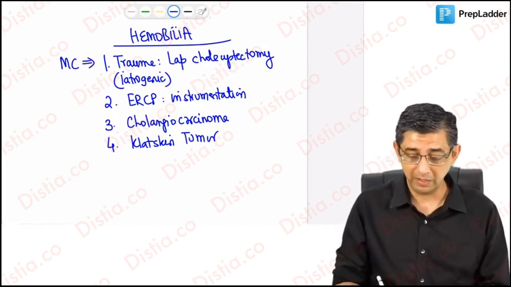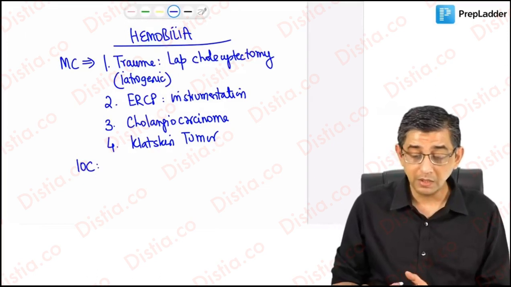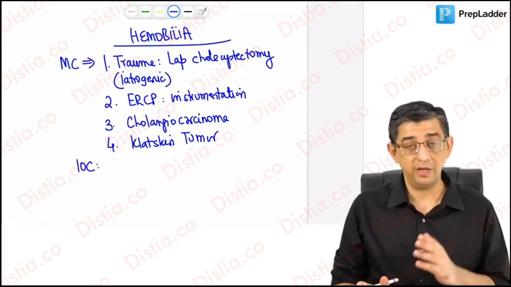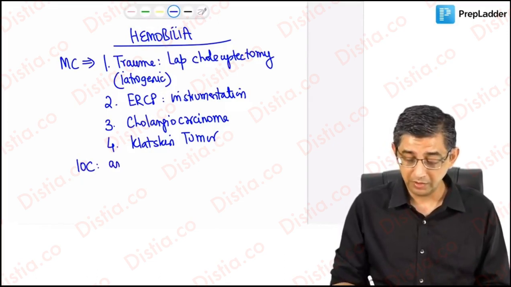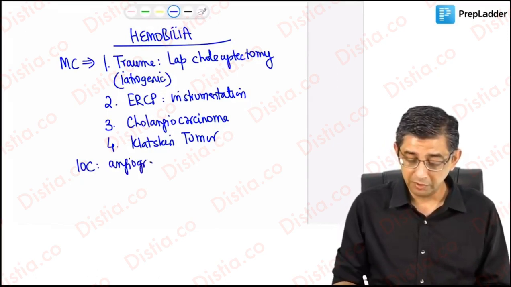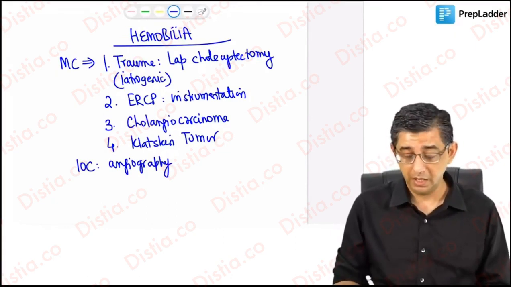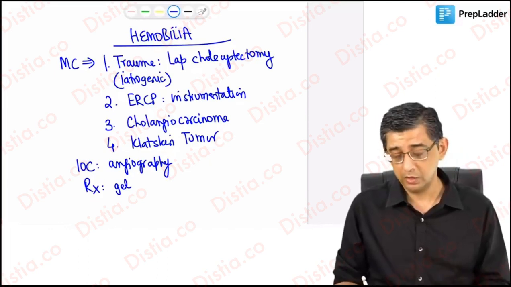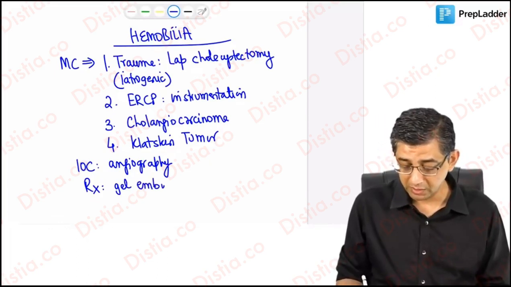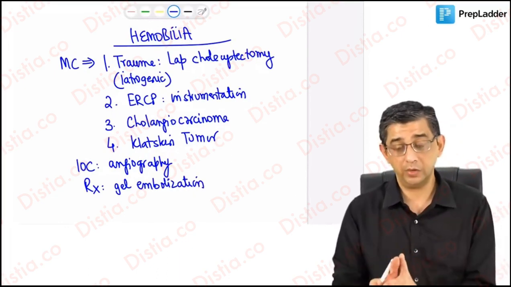And the question then becomes, what is the best way to diagnose it? Do not answer ERCP in this case, as I've already sensitized you. Your answer would again be angiography. We will see which blood vessel or sub branch is the one that is bleeding, and in the same sitting we'll treat that also, because it's going to be a small bleeder, so we are going to go in for a gel embolization of the bleeder. You do not need to go for re-exploration in this case.